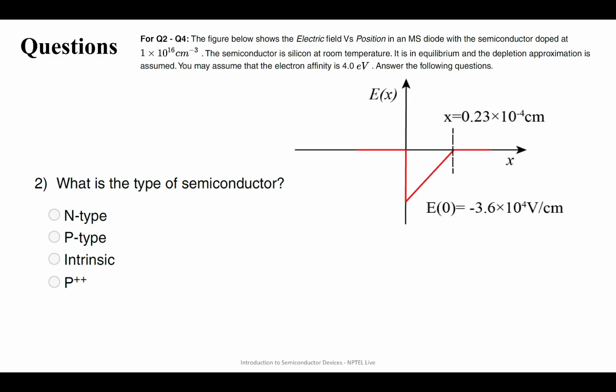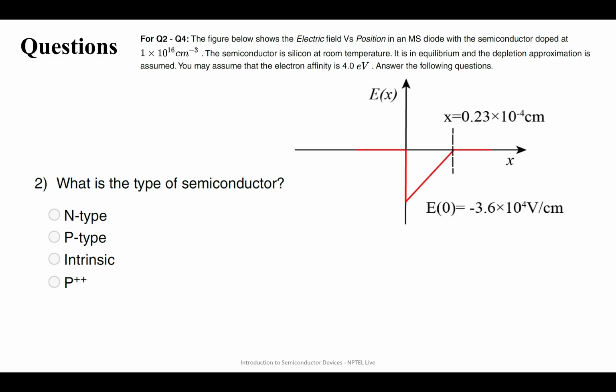For questions 2 to 4, the figure below shows the electric field versus position in an MS diode with the semiconductor doped at 1 into 10 per 16 per centimeter cube. The semiconductor silicon is at room temperature. It is in equilibrium and the depletion approximation is assumed. You may assume the electron affinity to be 4 electron volts. Answer the following questions.